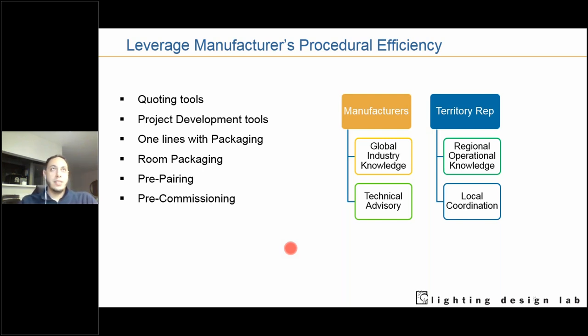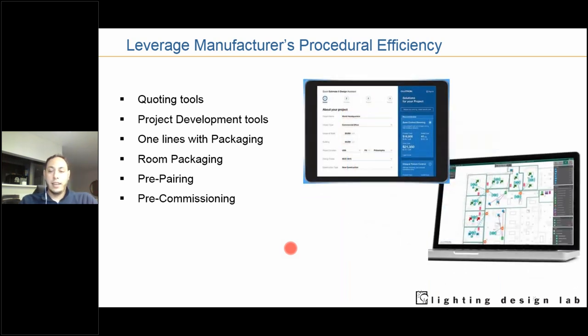Some manufacturers of NLC systems and PoE lighting systems are no different. They will have these procedural advantages, such as project development tools and pre-commissioning services and options. Especially with PoE lighting architecture, pre-packaging a room can bring huge operational efficiencies, and so can anything that helps develop a project, as we need to consider your 48 ports, where the wires are going to go, and where your IDF rooms are going to be. So really leverage the subject matter expertise of the manufacturers that you work with.